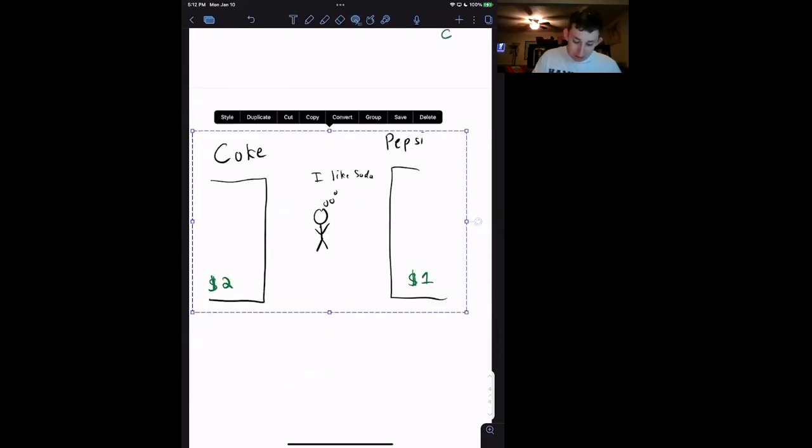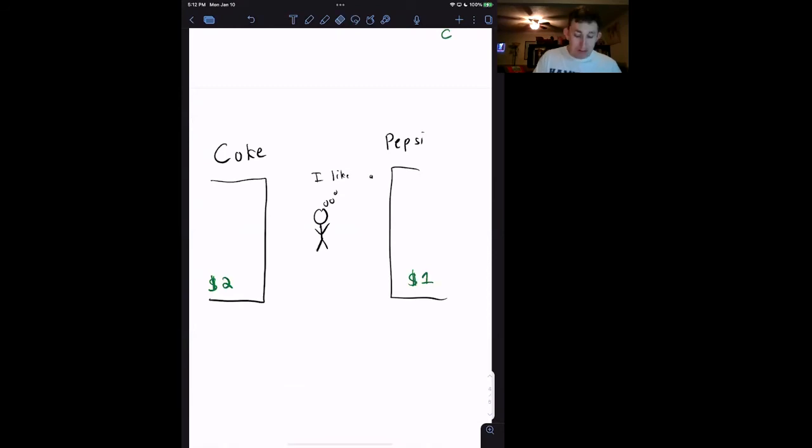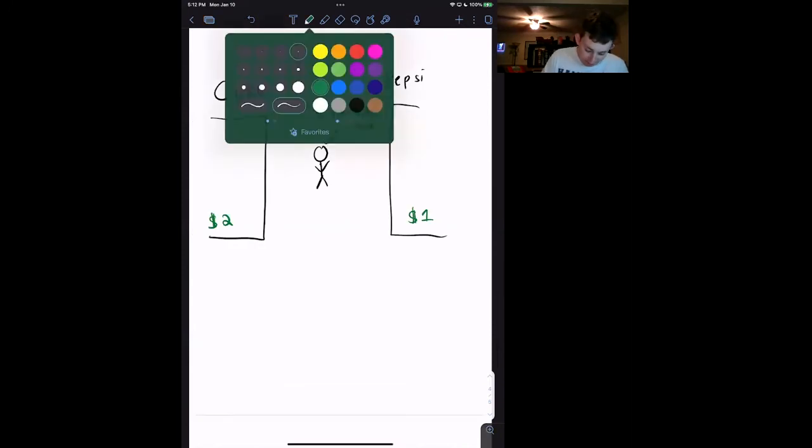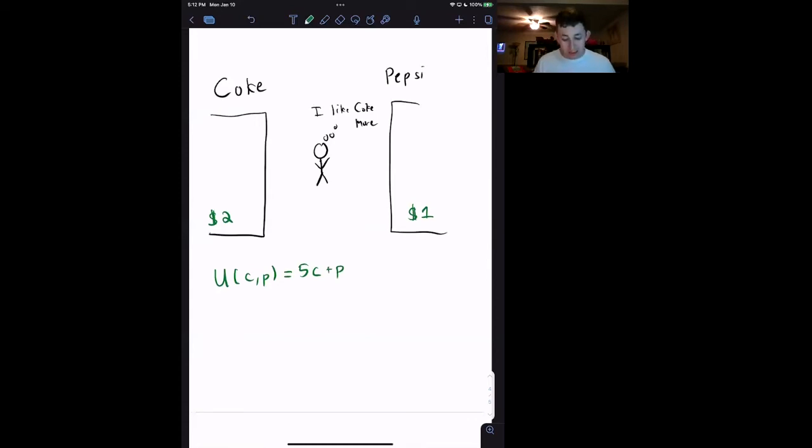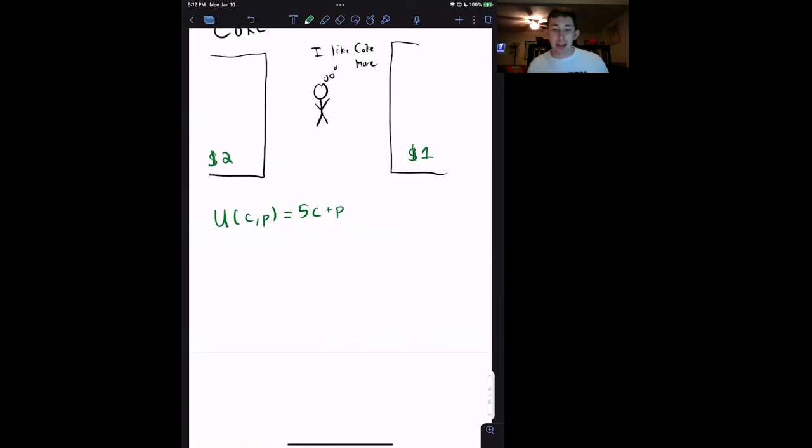All right, well now, maybe more realistically, most people have a preference between Coke or Pepsi. So let's say that this person likes Coke more, he's a Coke person. So our utility function is going to be slightly different. Let's say our utility function of Coke and Pepsi is 5C plus B. Maybe this person likes Coke 5 times as much as Pepsi. And now, again, we're trying to decide how much Coke and how much Pepsi to buy.